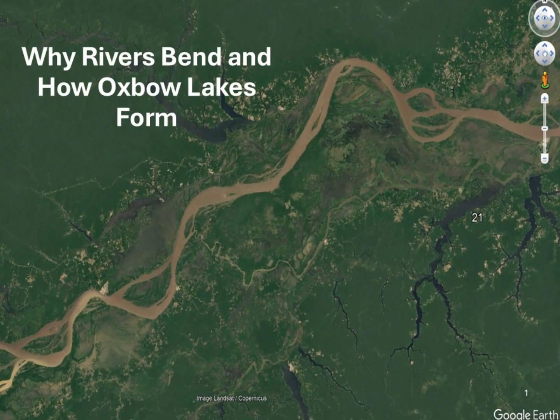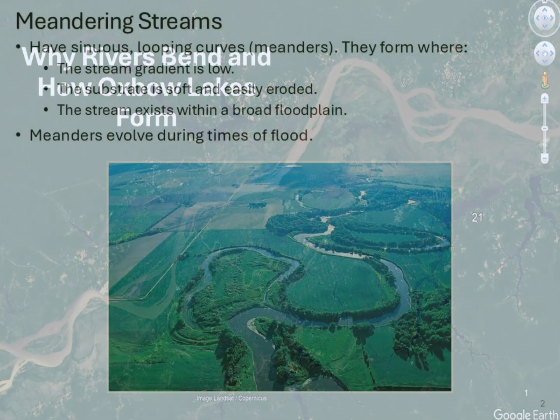I'm Professor Gib Bernhardt, and today on Conversations About Geology, I want to talk about why rivers meander, how those bends grow over time, and how some of them eventually get cut off to form oxbow lakes. These are fundamental processes in fluvial geomorphology, and they help us read floodplains as records of past river behavior.